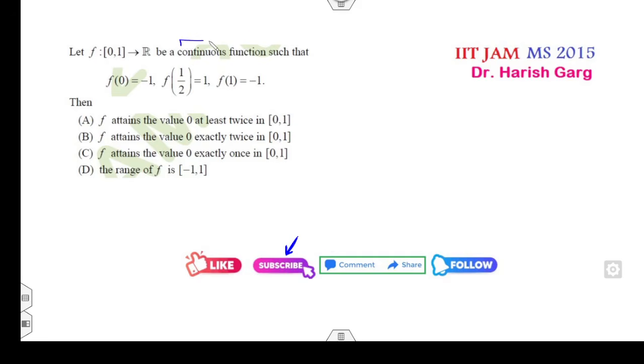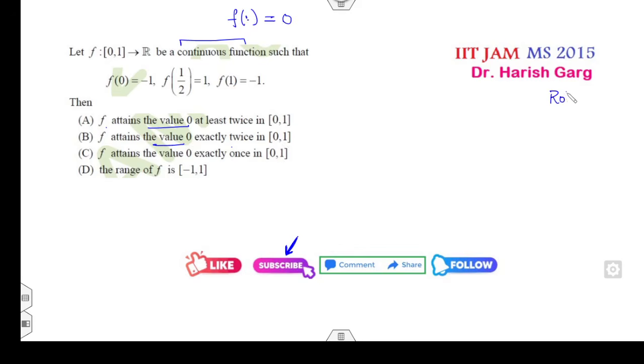f is a continuous function. Here it is only continuous, not differentiable. f of 0, f of half, f attain the value 0. That means f of something will be 0 at least twice. Okay. F attain the value 0. That means twice and so on.